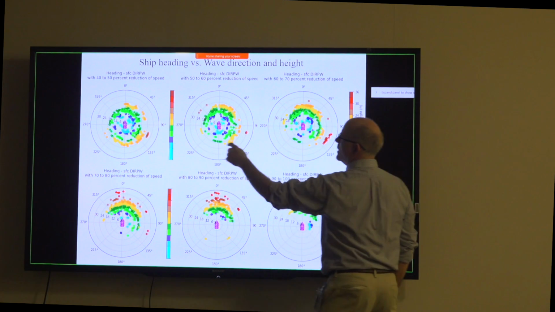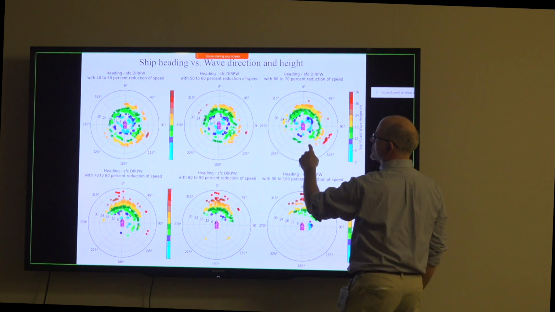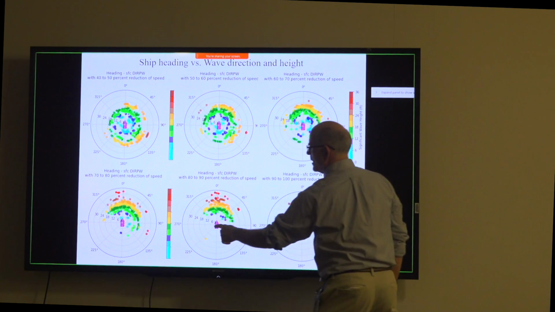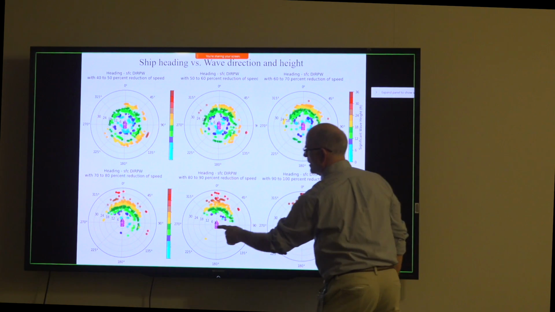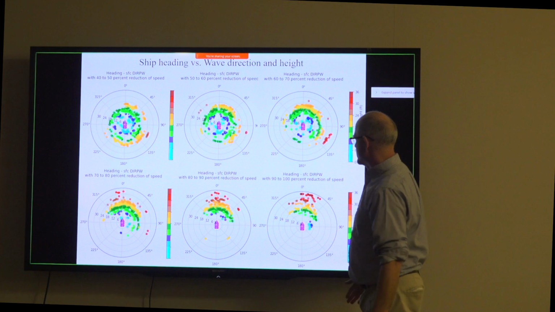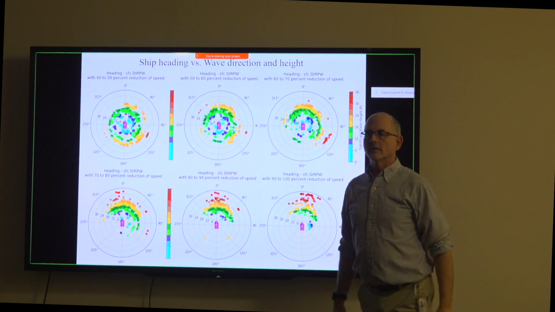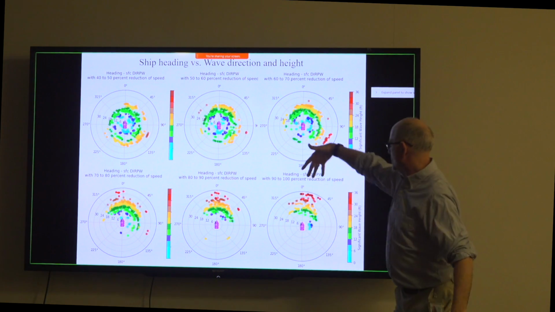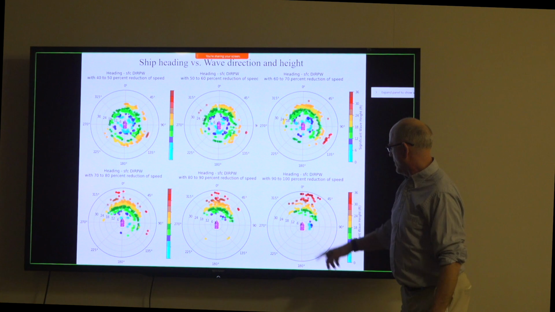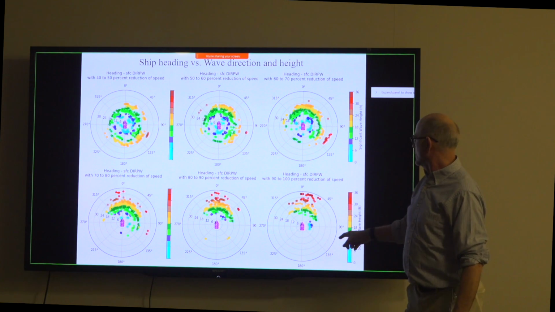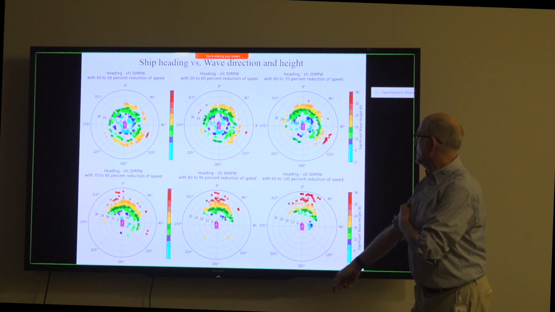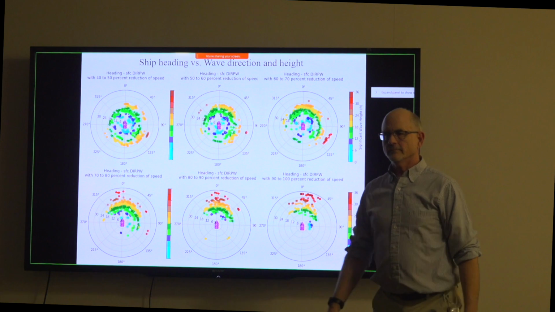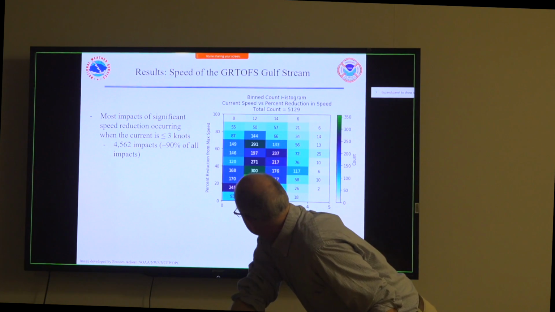And what you're seeing, the higher the reduction in speed, say down in here, 70 to 80%, 80 to 90, or 90 to 100%, basically, they're turning into the seas. So this is basically what's going on, they're being forced to turn into the seas for the stronger seas. Okay, I think we're getting there.